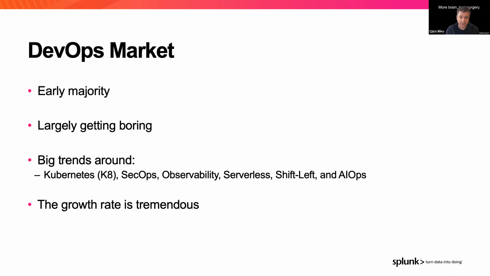Shift left is big. Shift left everything. And we're not just shifting left, we're also shifting right. But shift left talks about moving stuff earlier in the development lifecycle. I don't think it means you put it on the developers. I think it means you move consideration earlier in the development lifecycle, which assumes that you need some sort of automation and intelligence there so that it doesn't just all fall on the developer and just mean a whole bunch more human time. And then AI ops.